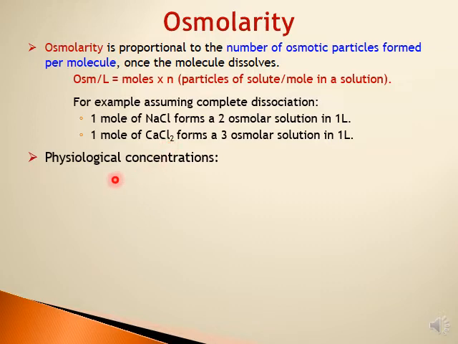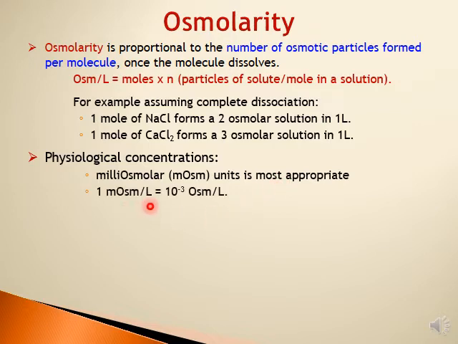Physiological concentrations: of course, the concentrations of solutes in biological systems or in body fluids are very low. So our body fluids are very dilute, and it is not proper to use the unit osmoles per liter. We use the unit milliosmoles per liter, which is the most appropriate to describe the concentration of solutes in our body fluids. And 1 milliosmole per liter is equal to 10 to the power minus 3 osmole per liter. Since our body fluids are very dilute, the osmolarity and osmolality are almost equal, with a very small difference between them, and I usually prefer to use osmolarity across the board in all physiological sessions.